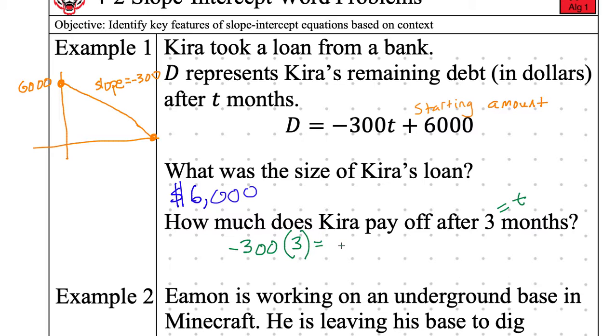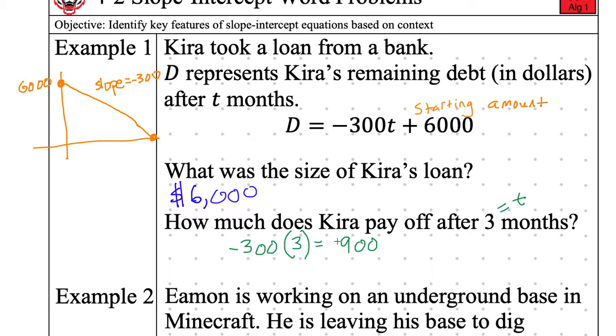You're really, really close. 6,000. You're a little bit farther. You got this. Keep going. 900. Yeah, technically it's a negative 900, but if you're just paying off, you should think of it as a positive amount. You're paying off $900.